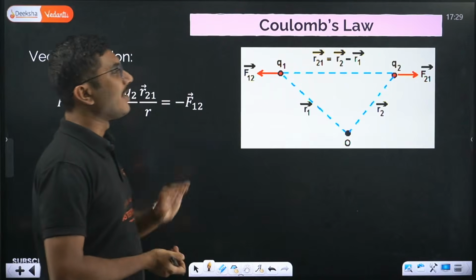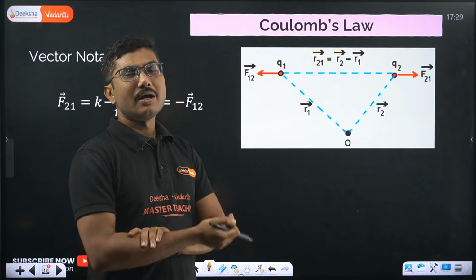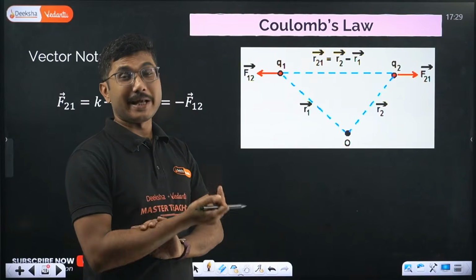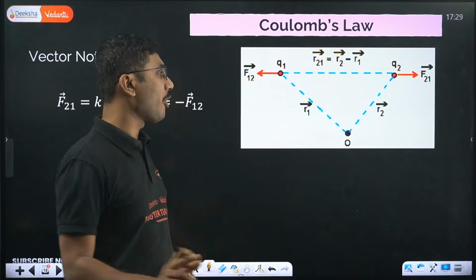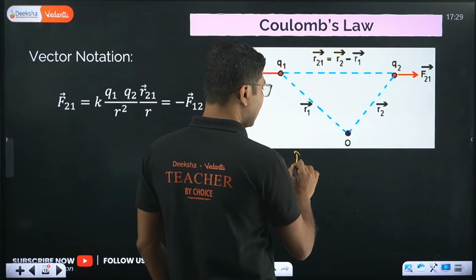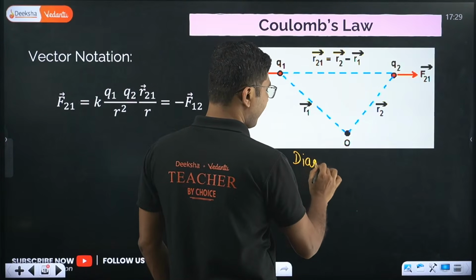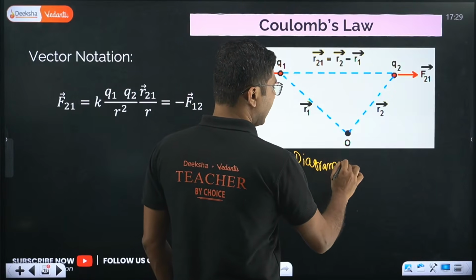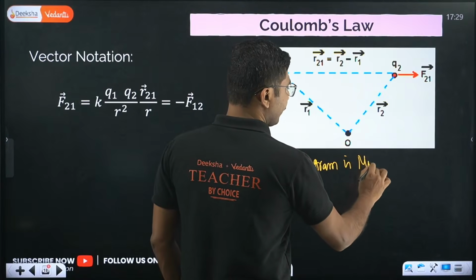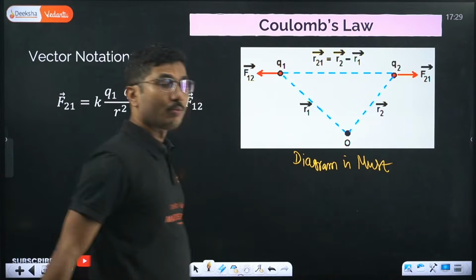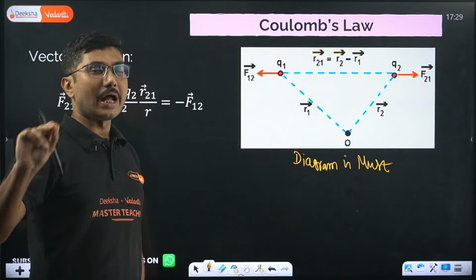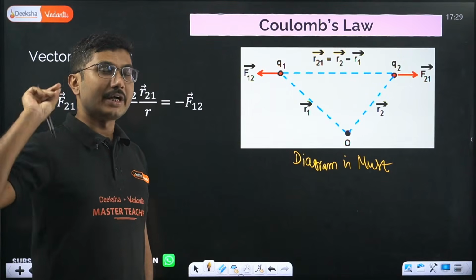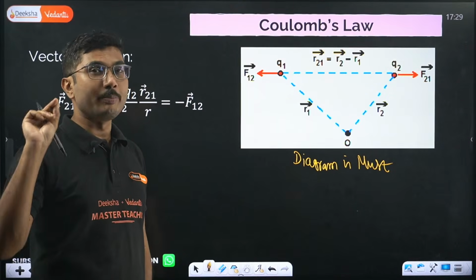So what is the vector form? Basically they will say, explain Coulomb's law's vector form. Now, Coulomb's law vector form, a very important point to remember: the diagram is a must. If you are writing the question in your PU exam, the diagram is a must. Without the diagram, Coulomb's law's vector form has no meaning.